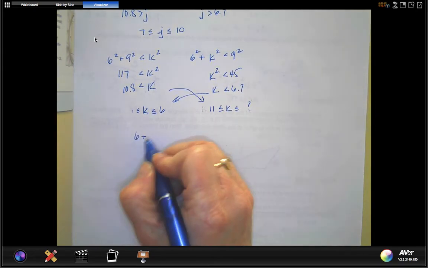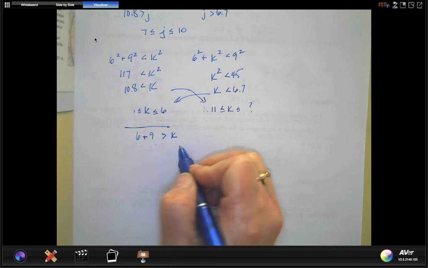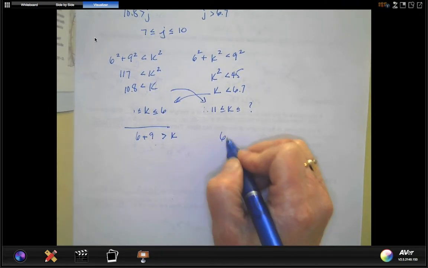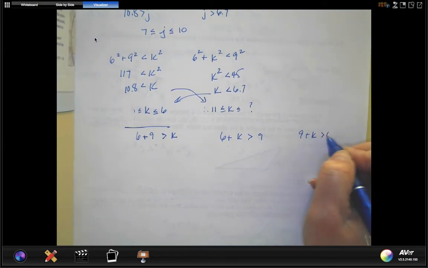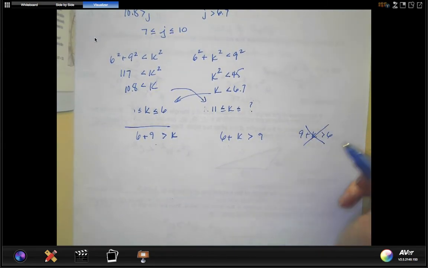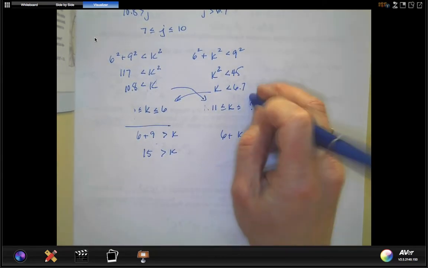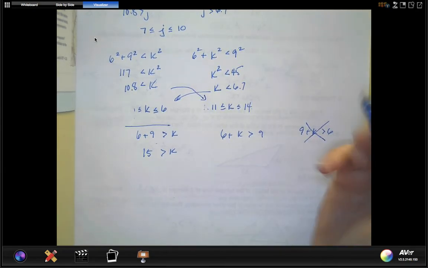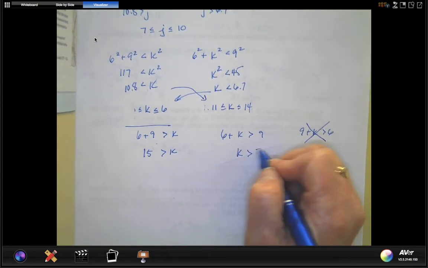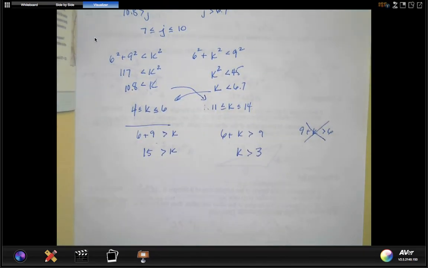So going back to our other triangle rules, remember back in chapter 5, 6 plus 9 would have to be greater than k. 6 plus k would have to be greater than 9, and 9 plus k would have to be greater than 6. This one's going to give us a negative answer, so I don't care about that one. This one right here, k has to be less than 15. If I'm looking for an integer, it's less than or equal to 14. Here, k is greater than 3, so it's not 3, it's going to have to be 4. Okay, so k can be between 4 and 6.